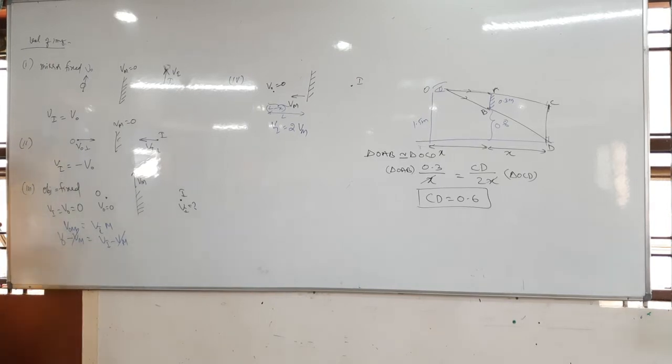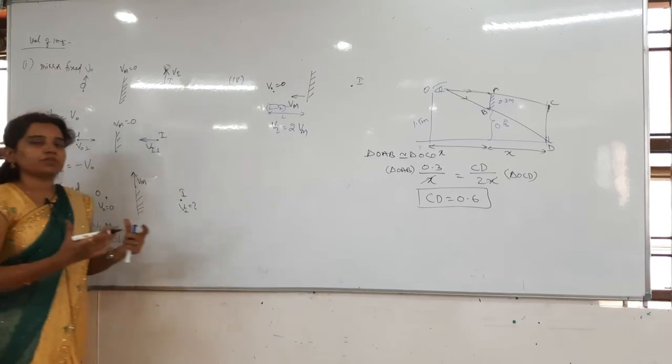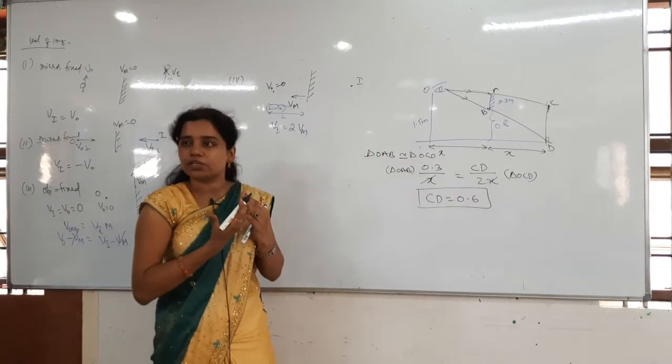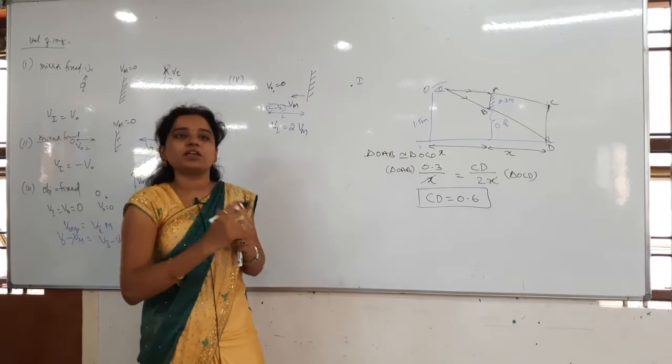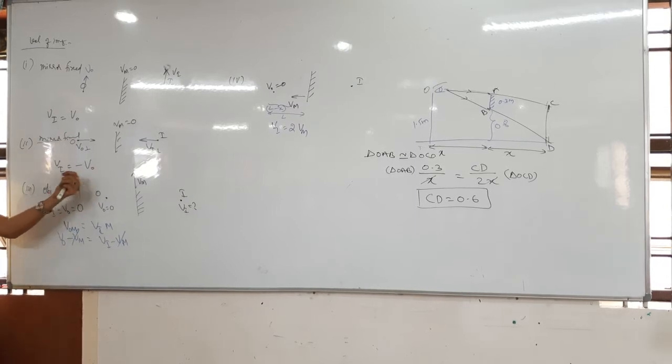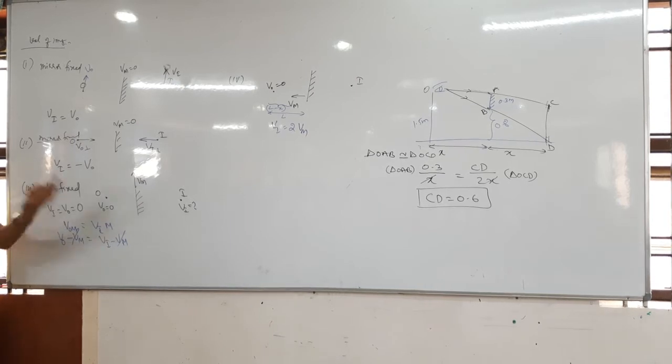Next, the mirror is fixed again, but the object is moving perpendicular to the mirror. I am moving in front of the mirror, towards the mirror. Then my image also moves towards me, which means in the opposite direction. So the velocity of image is equal to minus velocity of object. I am running, the image also runs. I am walking, the image also walks. I am standing, the image also stands. Same velocity only, nothing is changing.